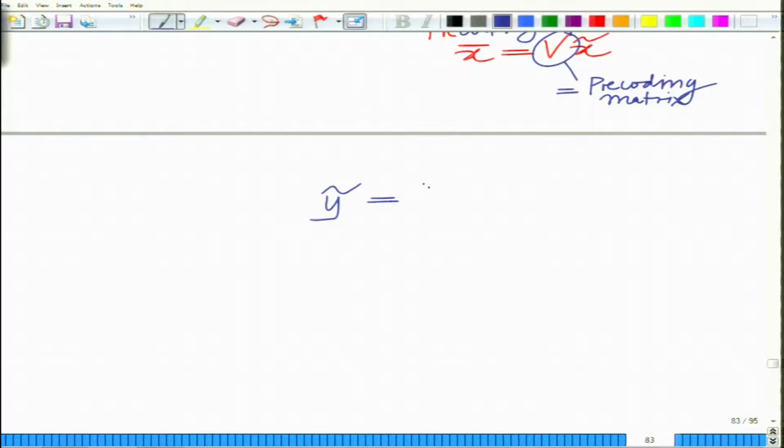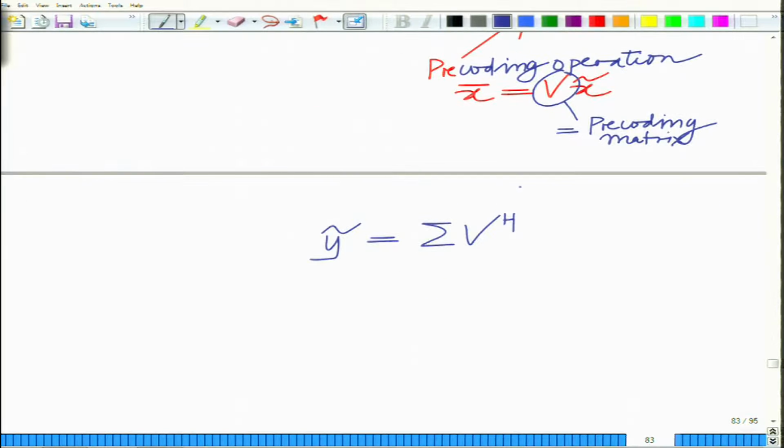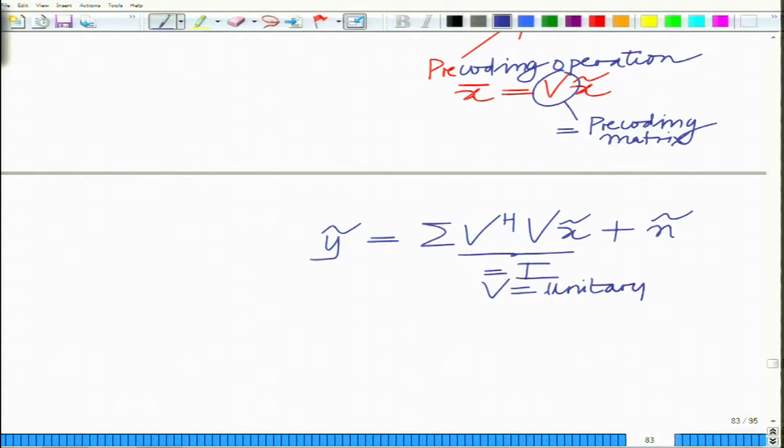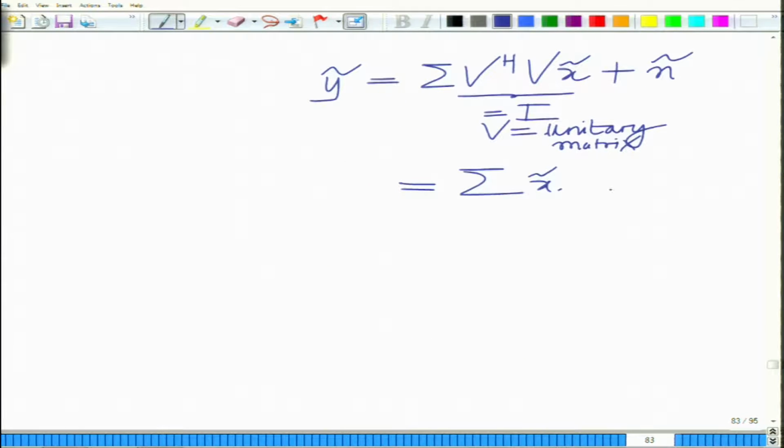we have y tilde equals Sigma V Hermitian, x bar is now V x tilde, so substitute V x tilde, plus n tilde. Now we use the other property, V Hermitian V equals identity, since V is a unitary matrix. So, this will become Sigma times x tilde plus n tilde.